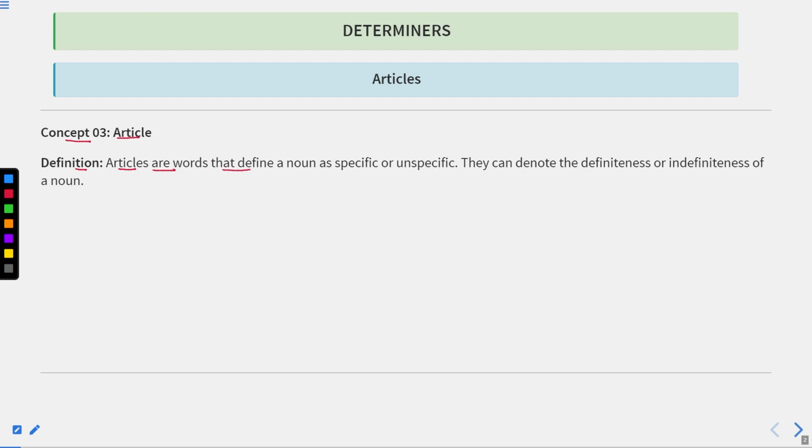Definition: articles are words that define a noun as specific or unspecific. Articles are the words which are used just before a noun, and they qualify the noun on the basis of definiteness or indefiniteness. It means it defines a noun, whether it is specific or non-specific. They can denote the definiteness or the indefiniteness of a noun. It means if we are referring to a noun, this article makes it clear whether we are talking about a particular noun or we are talking about a noun in general.